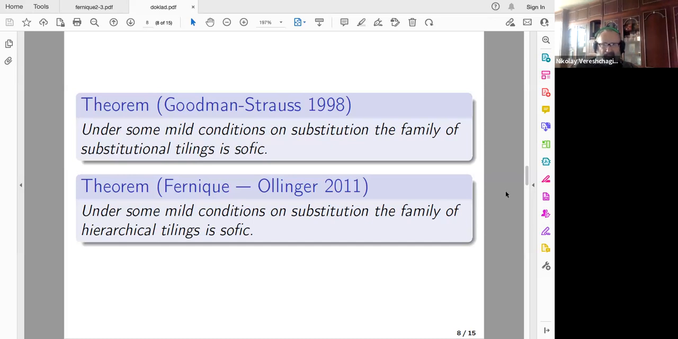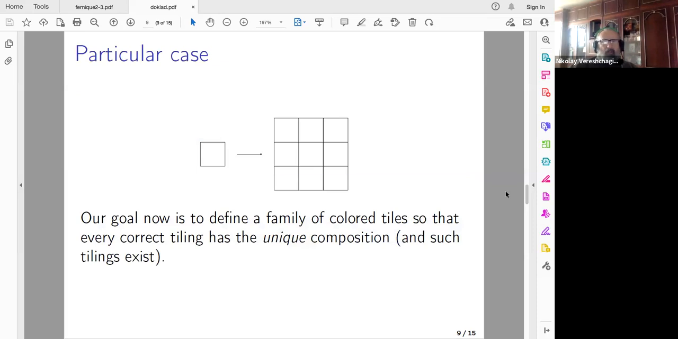So here is the example. Consider the following substitution, which is sort of a Robinson substitution, but a little bit more complicated. A square is cut into 9 squares. And now let's make our goal modest.